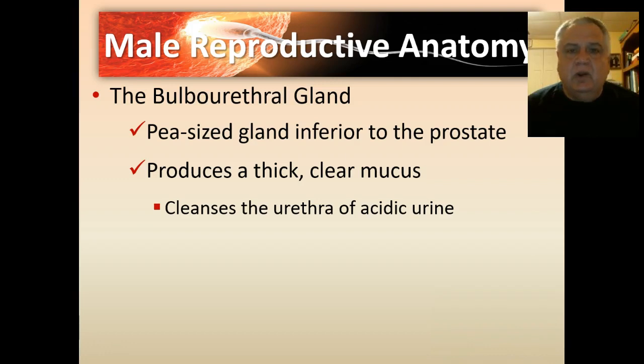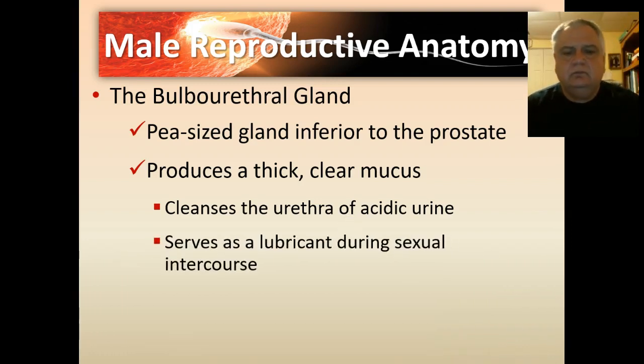So the bulbourethral gland, in advance of the sperm, or before even an ejaculation takes place, whenever a male becomes sexually excited, will become active and start to produce this thick, clear mucus. Then, during intercourse, the mucus will be released into the penis. It will help to cleanse the penis of acidic urine, and it also will become part of the semen. So the mucus also serves as a lubricant during sexual intercourse.